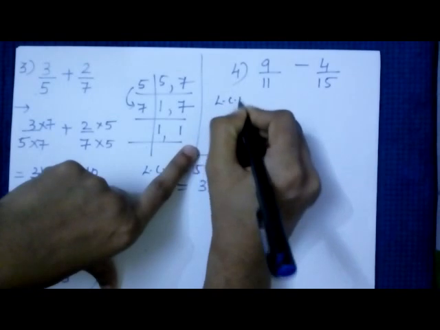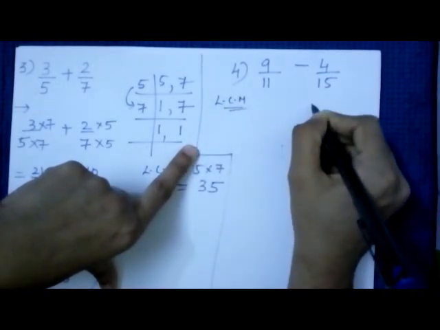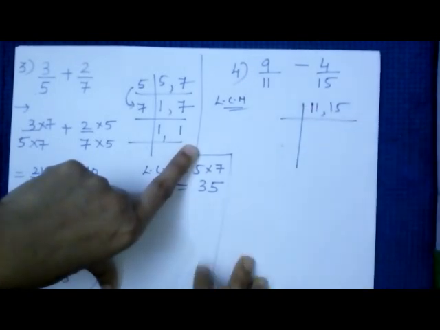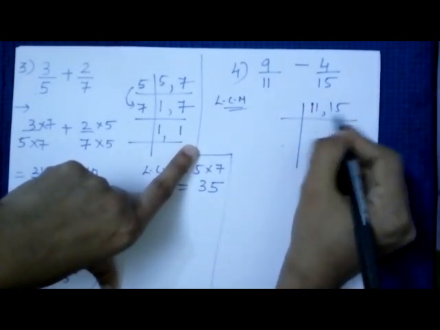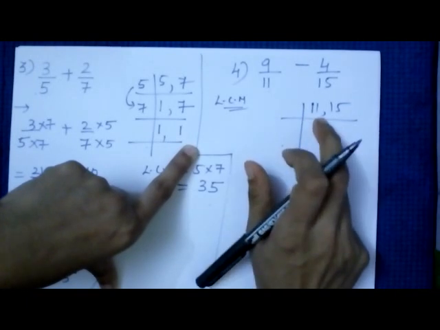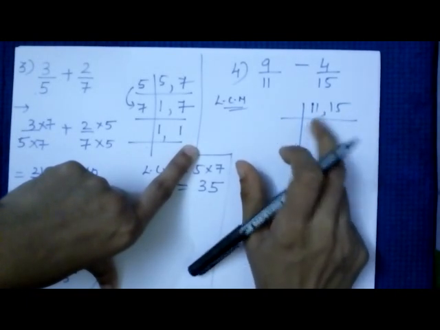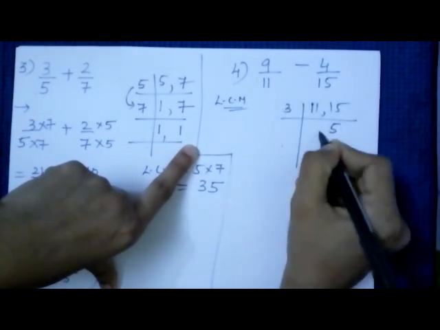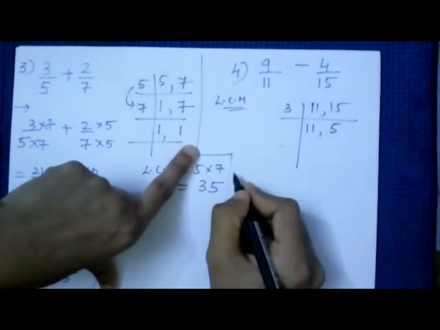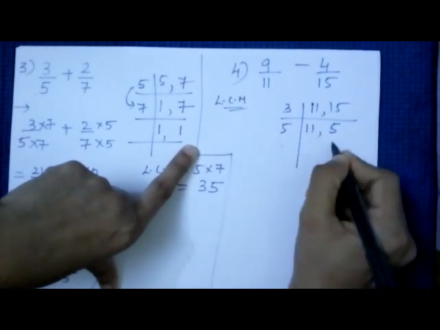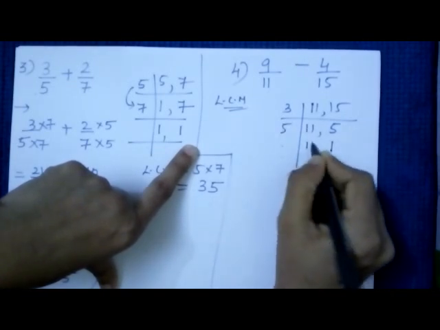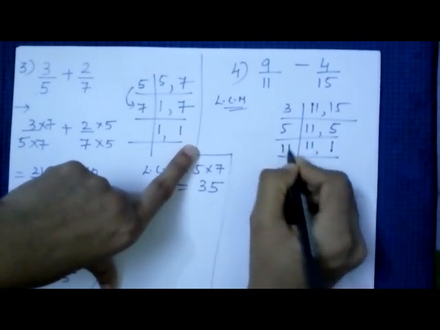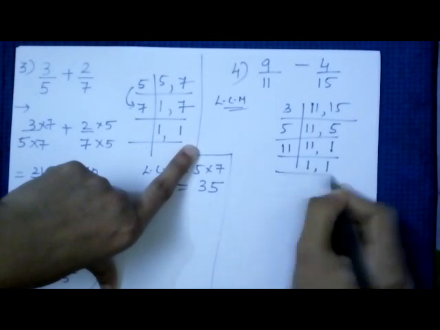First step is LCM. So we will take the LCM of 11 and 15. Okay, so we will start with this 15, because 11 is an odd number, so it will come only in the table of itself. So 3 5s is 15, and this 11 we will keep as it is. Now next step, 5 1s is 5, and this 11 we will keep as it is. Now we will take for 11. So 11 1s is 11, and this will be as it is.